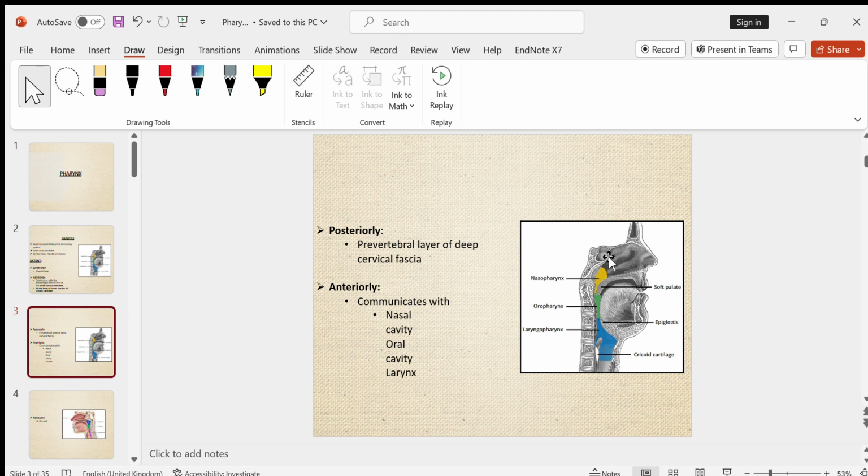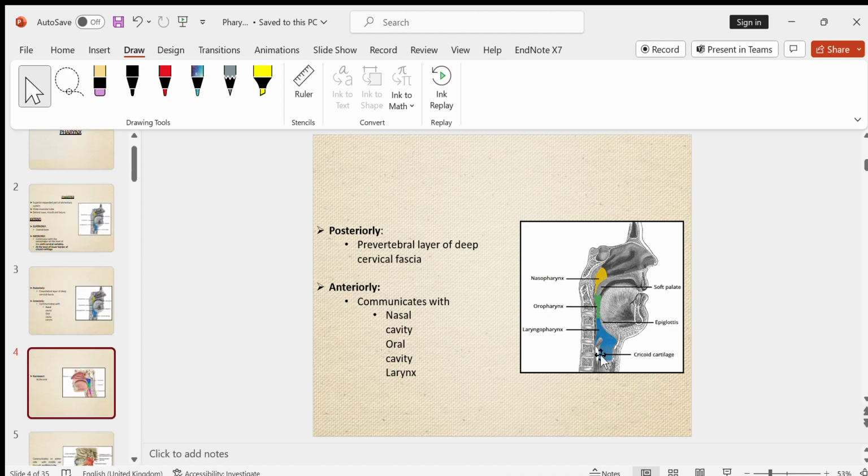The posterior extent of the pharynx is the prevertebral layer of deep cervical fascia. As you all know, the deep cervical fascia has various layers. One of those is the prevertebral layer. So the posterior extent is the prevertebral layer of the deep cervical fascia. Anteriorly, as I've told you before, it communicates with the nasal cavity, the oral cavity, and the larynx.